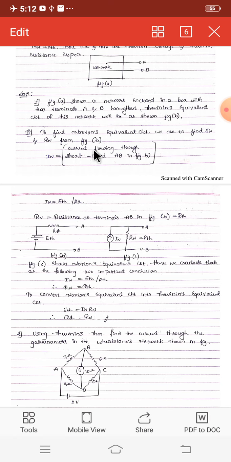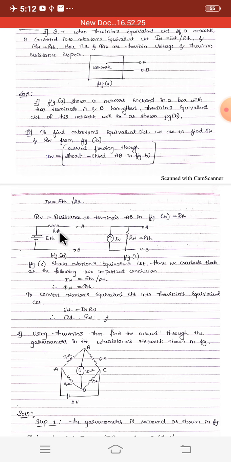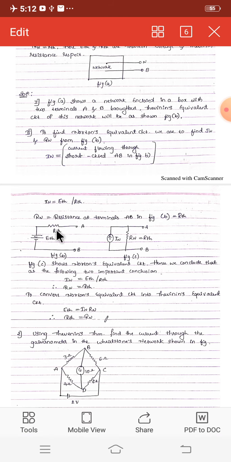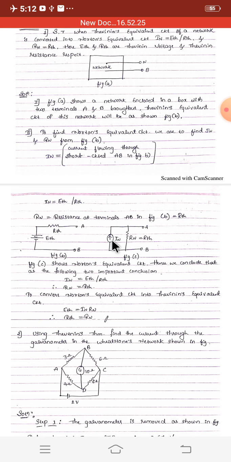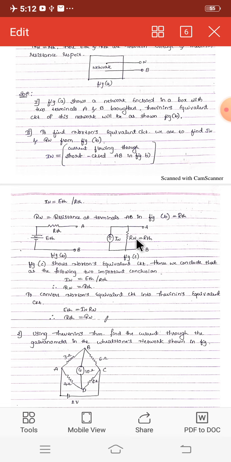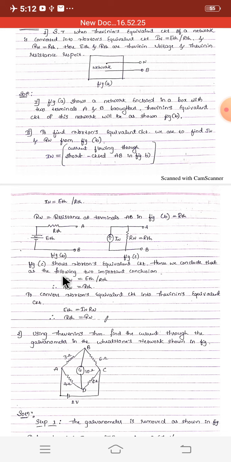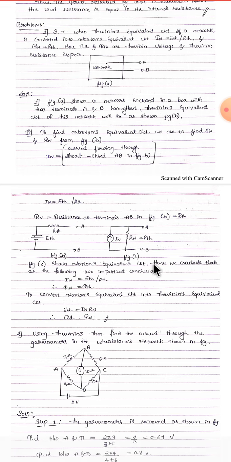IN equals what? The current flowing through the short-circuited AB in figure B. This is figure B, this is A and B, this is RTH and ETH. IN means what? I equals E by R, so IN equals ETH by RTH. RN is what? The resistance at terminal AB in figure B, that is equal to RTH. See here, this is IN, and RN equals RTH. Figure C shows Norton's equivalent circuit, hence we conclude the following two important conclusions.